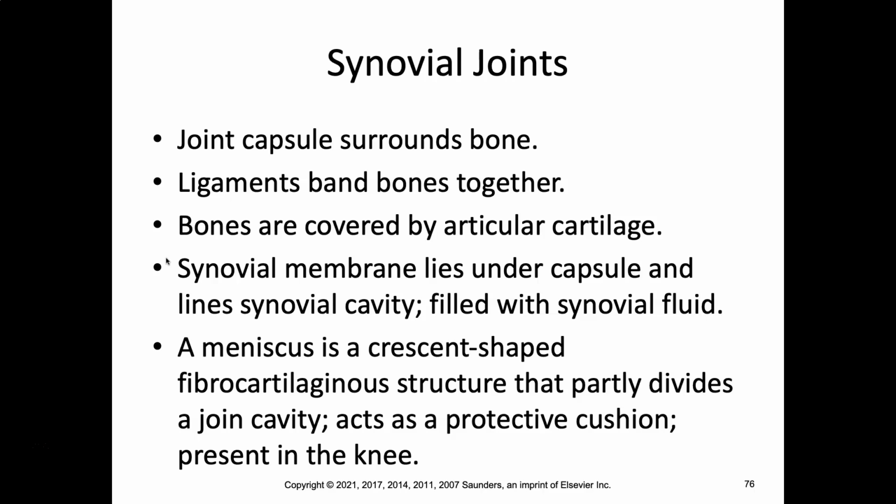The meniscus is a crescent-shaped fibrocartilaginous structure that partially divides a joint cavity. Another spelling error there. And it acts as a protective cushion. It's only present in the knee. A meniscus is only in the knee.